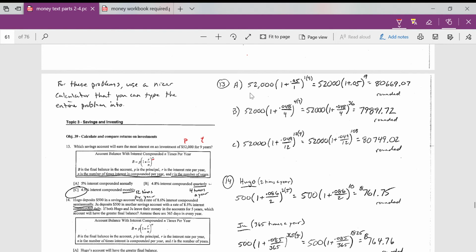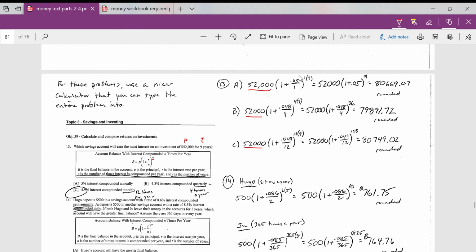So letter A, there are going to be some parts in all these problems that will be the same. The 52,000 in A, B, and C will be the same. That's the principal. The 1 is part of the formula. That'll be the same. The t, or the 9, up here will be in all parts. Now that exponent will change because we have to multiply it by something, but that 9 you'll see in each one. All right, so letter A is 5% and compounded annually.